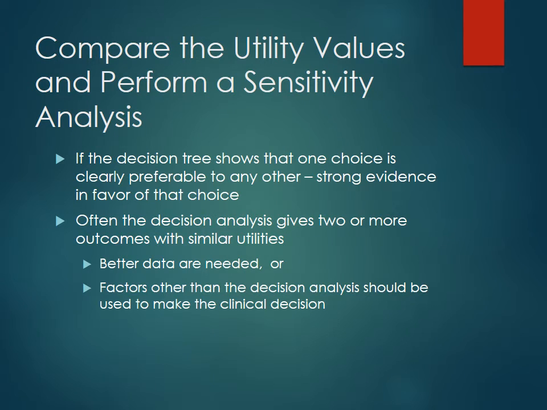So the decision tree shows that one choice is going to be clearly preferable to any other. Say there's strong evidence in favor of that choice. That makes it pretty clear for you. Often the decision analysis gives two or more outcomes with similar utilities. And so oftentimes you may either need better data to make a better decision, or you may have factors other than just what's included in the decision analysis that should be used for making that clinical decision.